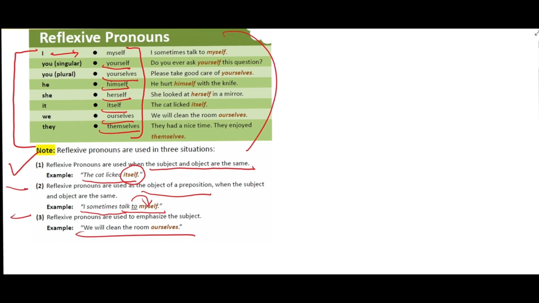Here we have more examples. Number one is, I sometimes talk to myself. This is reflexive pronoun. Do you ever ask yourself this question? Again, this is also reflexive pronoun. In this way, in all the sentences, these words which end on self or selves, these all are reflexive pronouns. When the subject and the object are the same, then they are used.